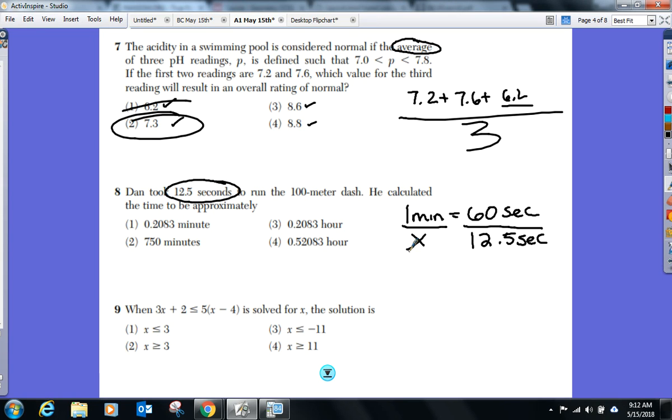So I guess 750 minutes. Can we just, and I hate to say this, common sense eliminate that one? If he ran it in 12.5 seconds, that's going to be 750 minutes. Okay, you're better than that. So what are we doing here? To try to solve how many minutes are in 12.5 seconds. Oh yeah, 60x equals 12.5. Divide both sides by 60.